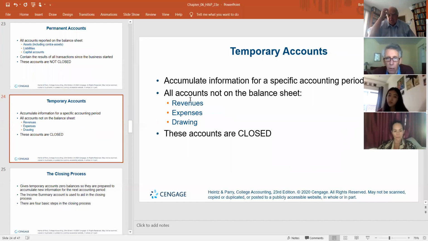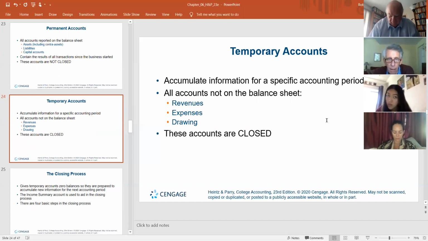Now, here's what we're talking about with closing entries. Temporary accounts, by definition, are your income statement accounts. We are going to zero out your revenues and expenses, and then we're going to get rid of drawing, and we're just going to close that into capital. You're not going to show drawing on the financial statements.